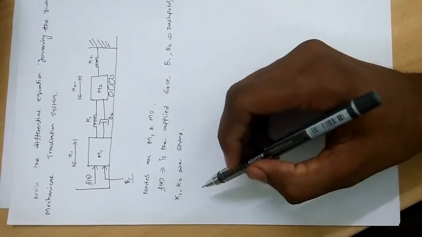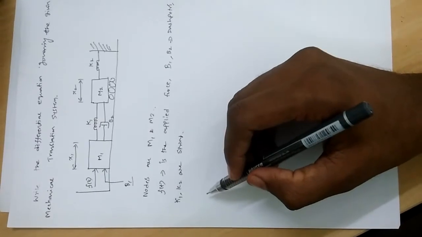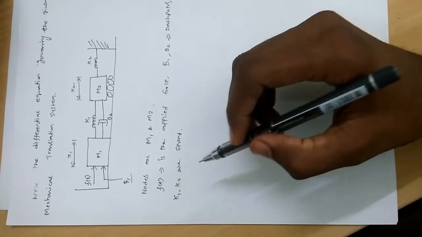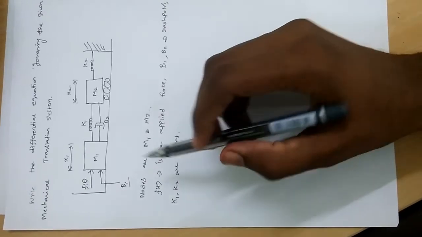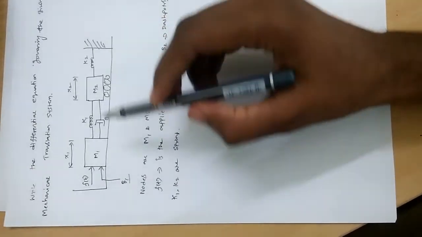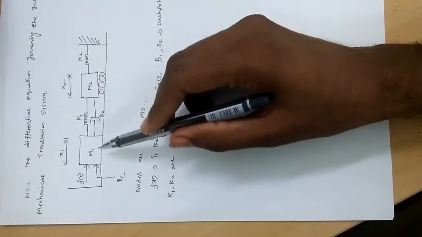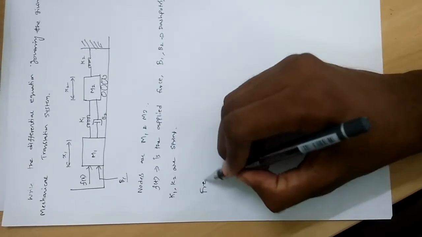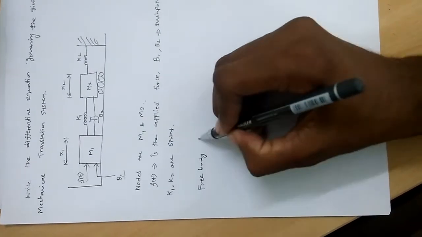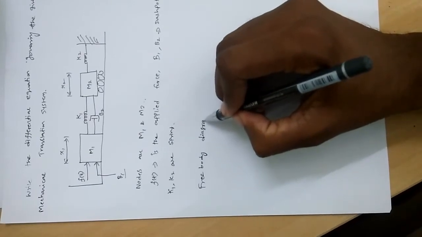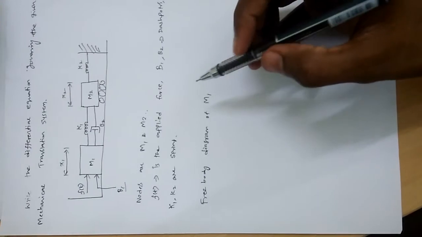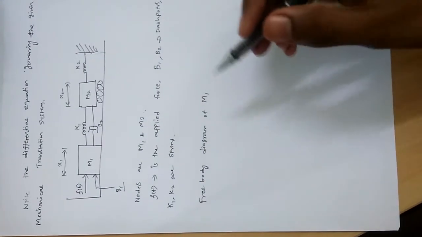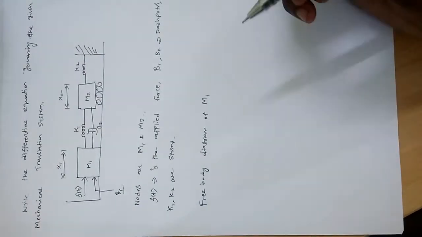So the first step is to write the differential equation governing the given mechanical system. First you have to draw the free body diagram of the nodes. Here there are two nodes, m1 and m2. So first we have to draw the free body diagram of m1. The free body diagram is nothing but the diagram which shows the forces acting on that particular element.